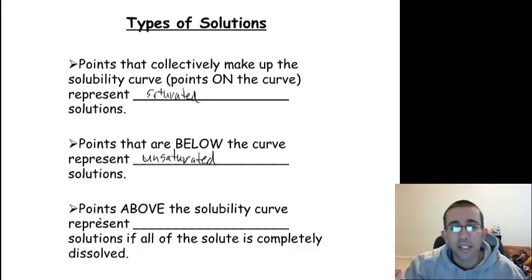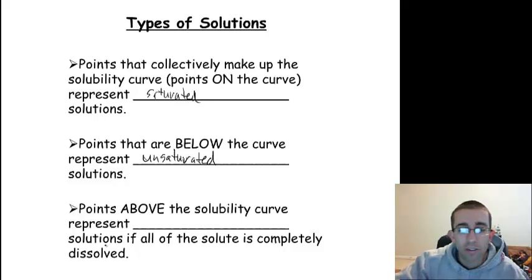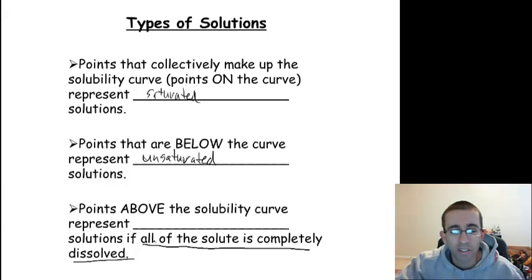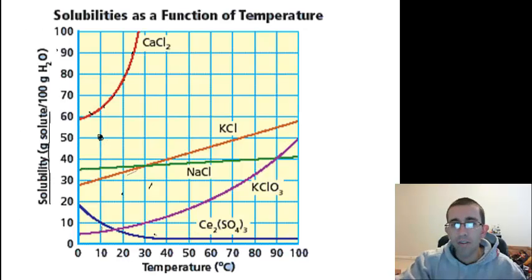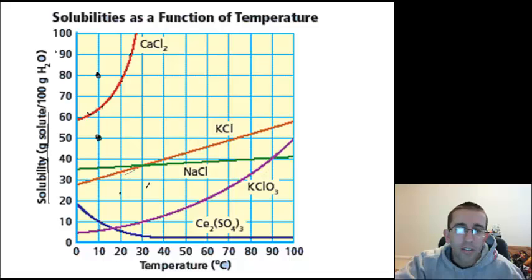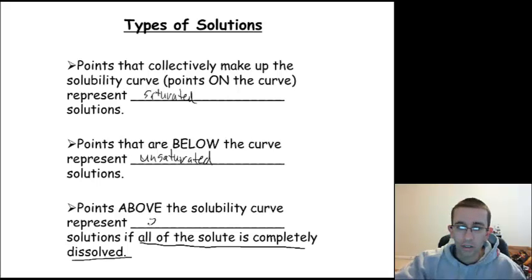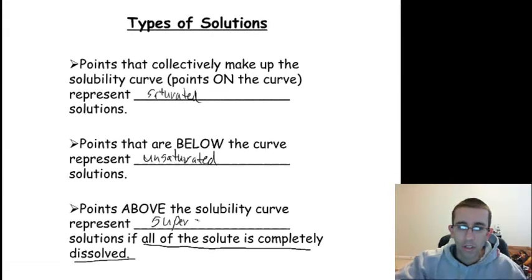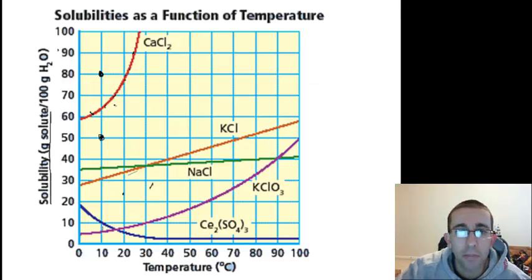Now, this next one's tricky. Any points that fall above the solubility curve, if all the solute is completely dissolved, and that's very important. So if it falls above the curve and it's completely dissolved, so if I somehow dissolved 80 grams of calcium chloride at 10 degrees Celsius, you notice it falls above the curve and it's completely dissolved, this is called a supersaturated solution.